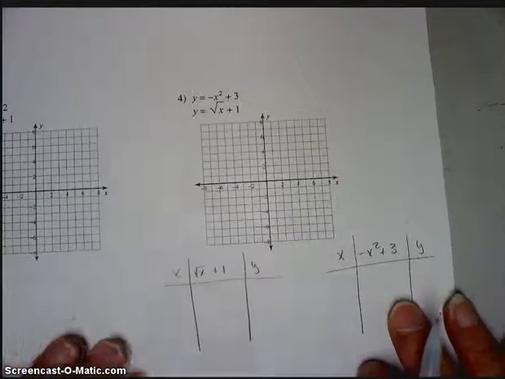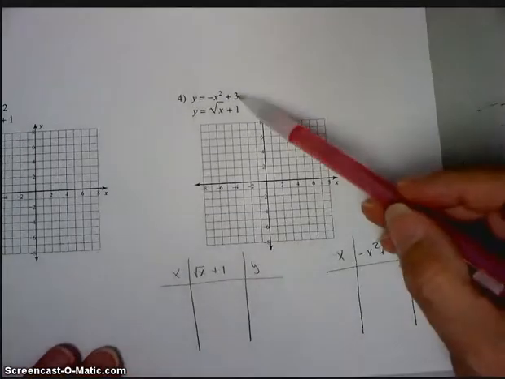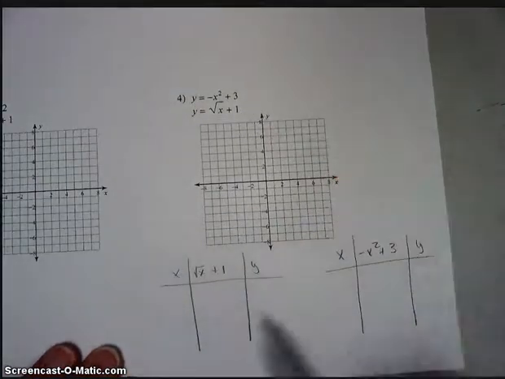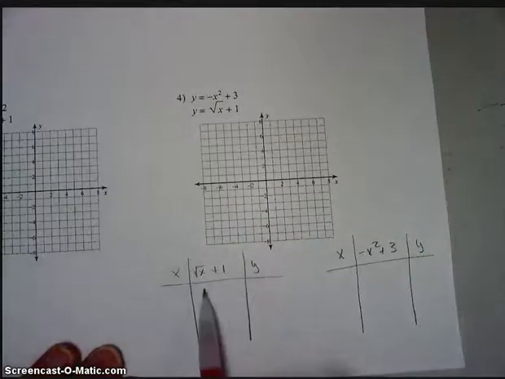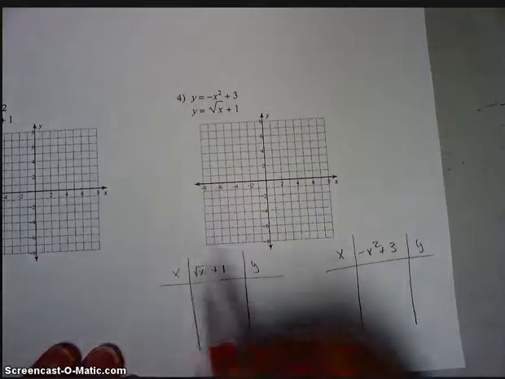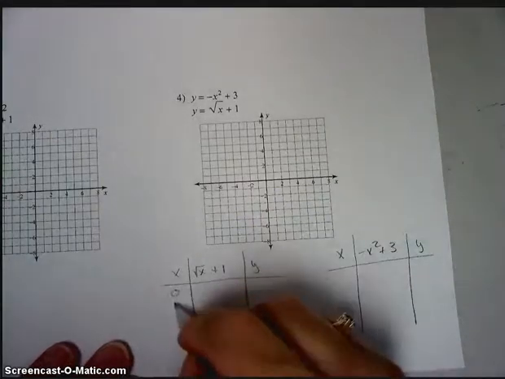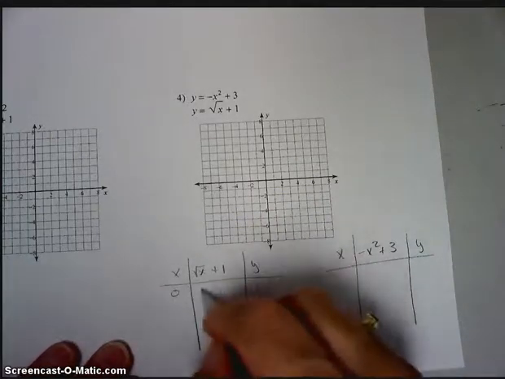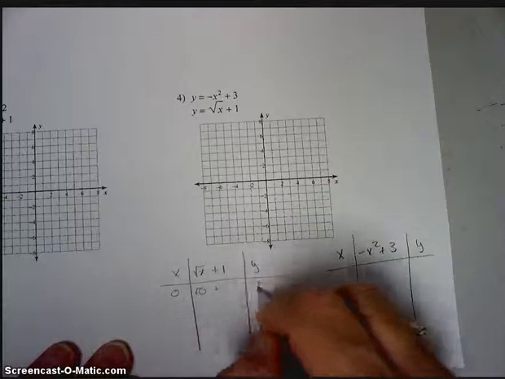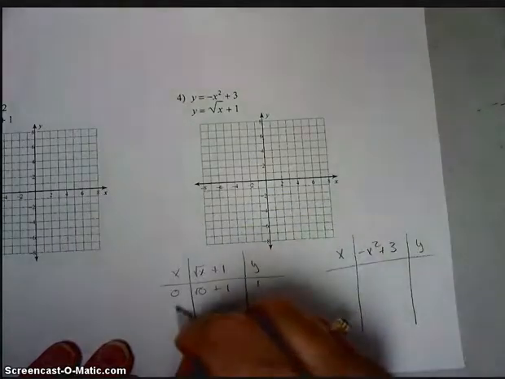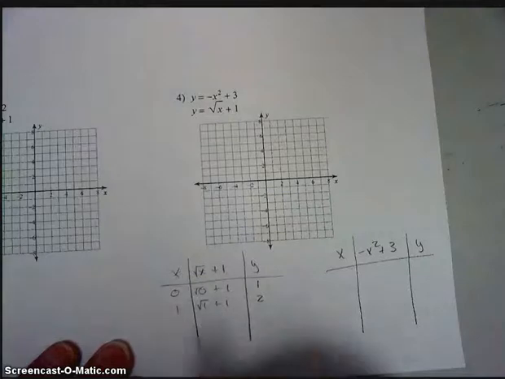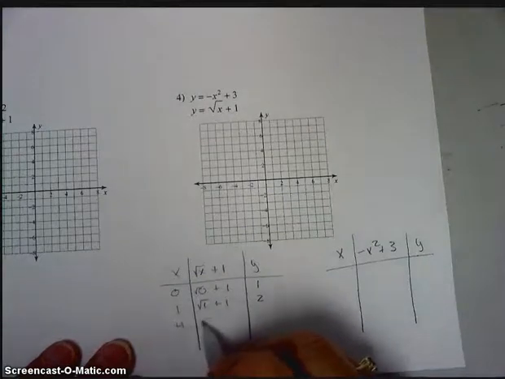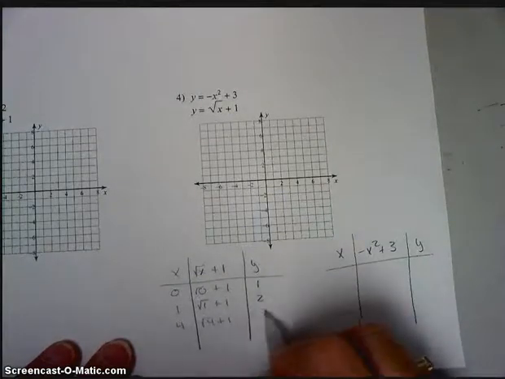Alright, in our last example here, I notice I have a quadratic and a radical. So you're going to need to make a table of values for each one. So I'm going to start with the radical here. I know you need to start with what value makes this 0. So I would start with 0 and then go up. So the square root of 0 plus 1 is 1. Okay, 1. The square root of 1 plus 1 is 2. Now I'm going to look for my perfect square. So it'll be 4. So the square root of 4 is 2 plus 1 will give me 3.